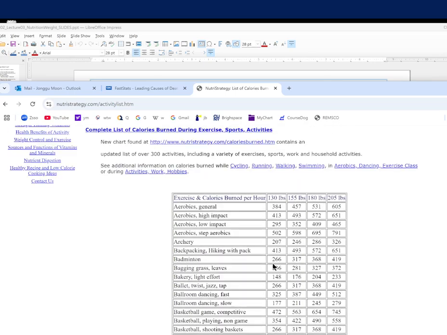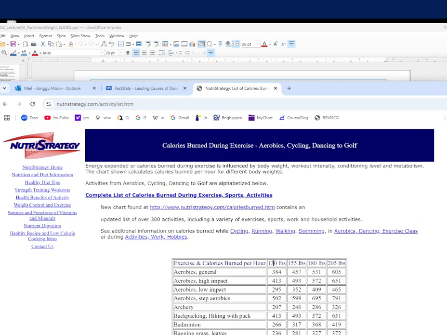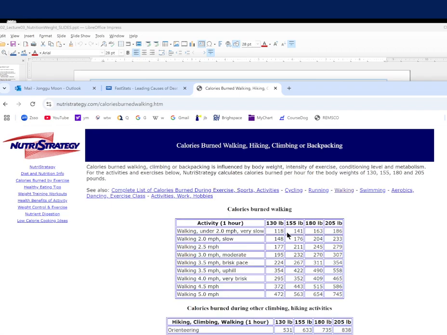It only goes to G. Is it expecting me to pay a subscription? Okay, this is what I'm looking for. Walking, slow walk. 1 hour of slow walk, 160 calories. So in order to lose the 400 we're talking about, we're looking at like 3 hours of walking.